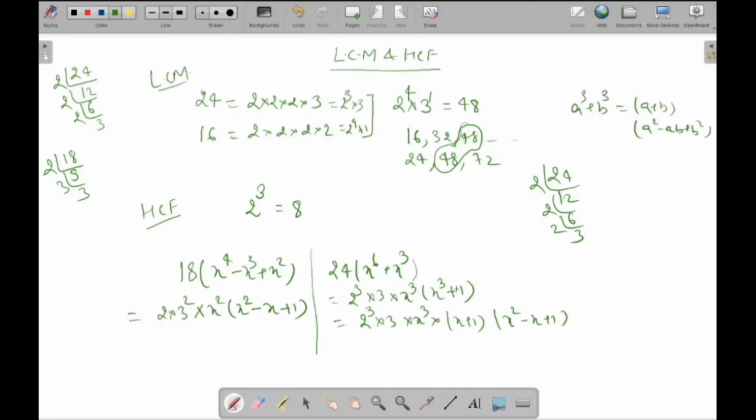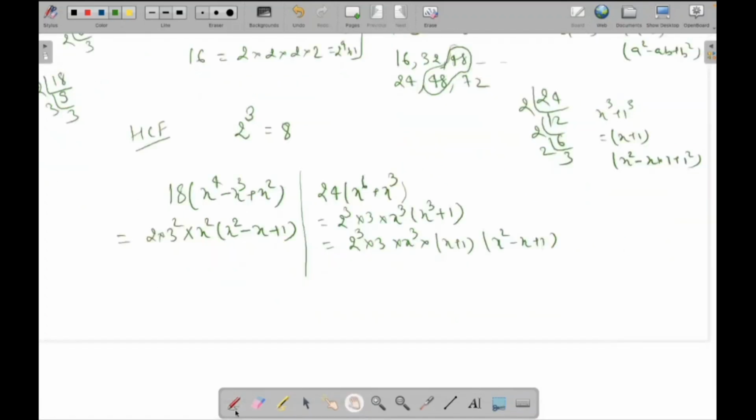And here is x cube, and then x cube plus 1 can be treated as x cube plus 1 cube, and that can be treated as x plus 1 into x square minus x into 1 plus 1 square, which is nothing but this one. Now you have to tell me, I factorize it to the extent which is possible here.